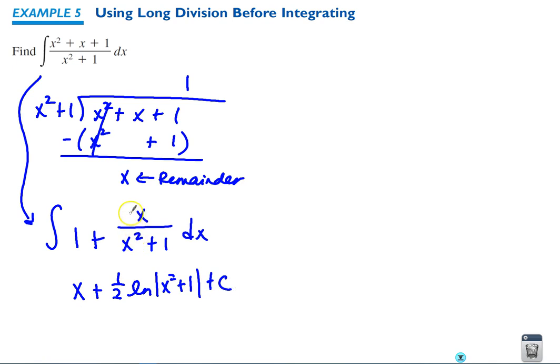Again, I was hoping to have a 2x out front, but you can put it there. So if you put a 2x here and just multiply by 1/2, then it becomes 1/2 natural log of x squared plus 1.